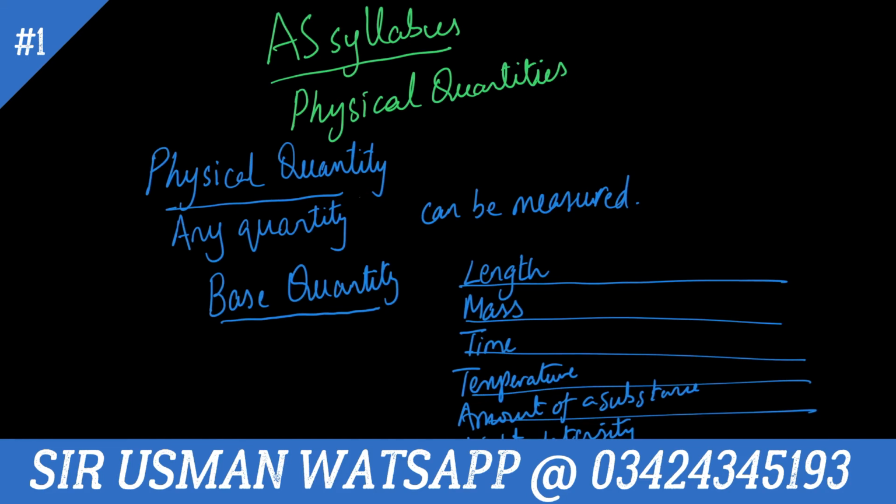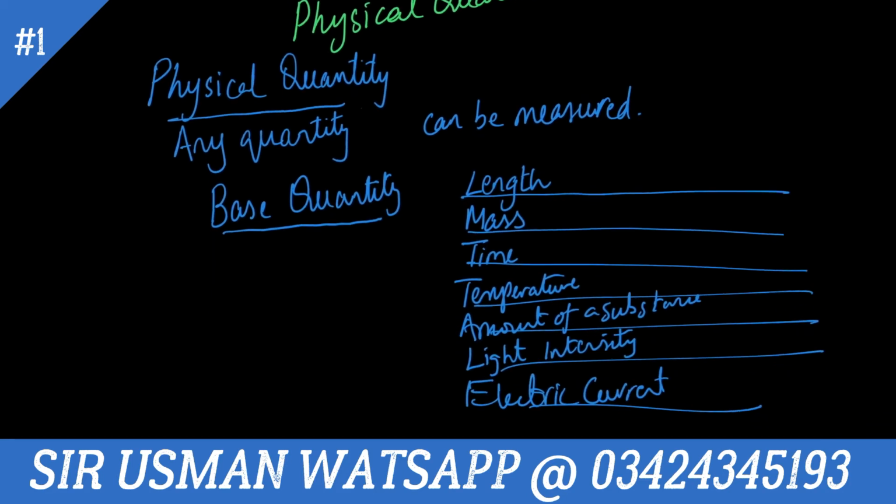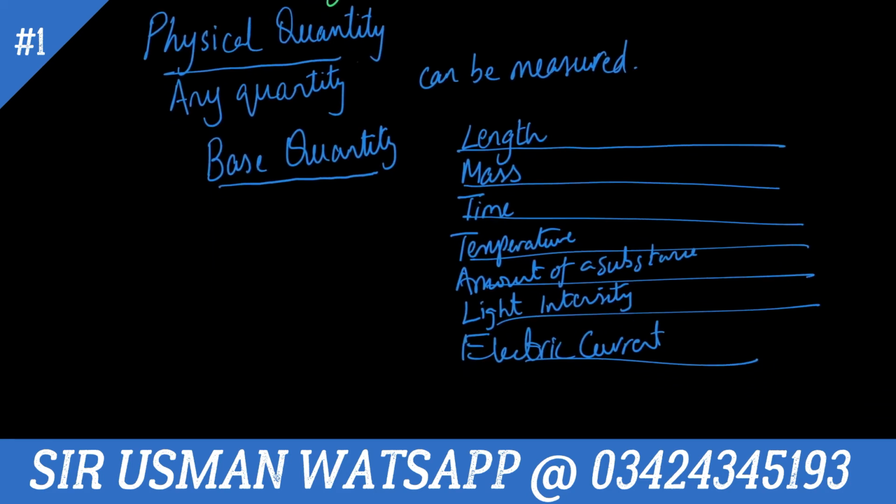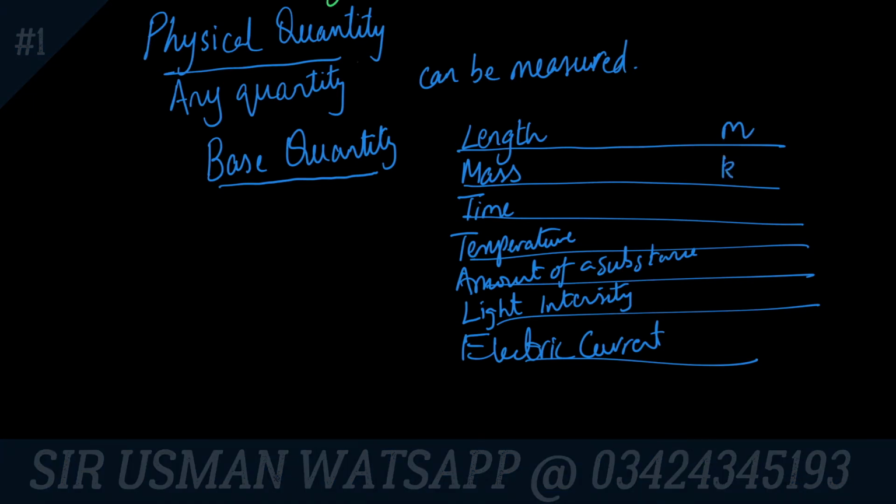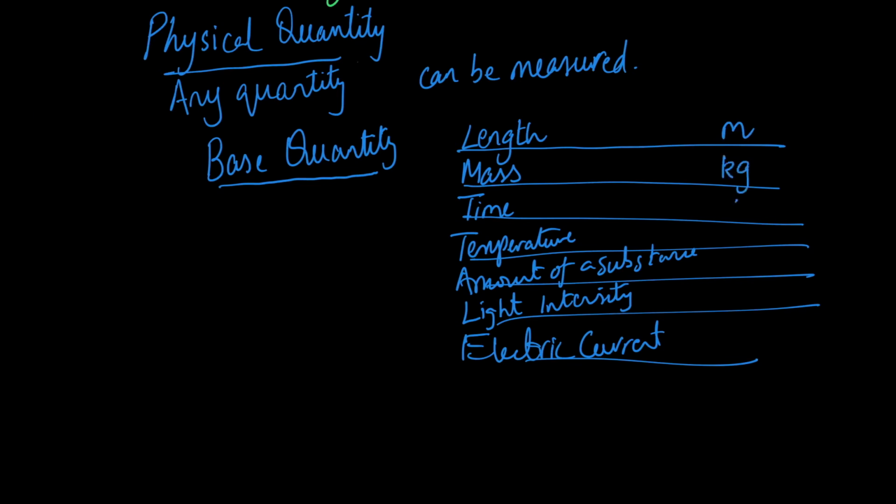The unit for length is meter, as you all know. So we'll just write it down in front. The unit for length is meter. The unit for mass is kilogram. The unit for time is second. For temperature, it is Kelvin, capital K. Amount of substance is mole, MOL. Light intensity is candela, CD, and electric current, the unit is ampere.